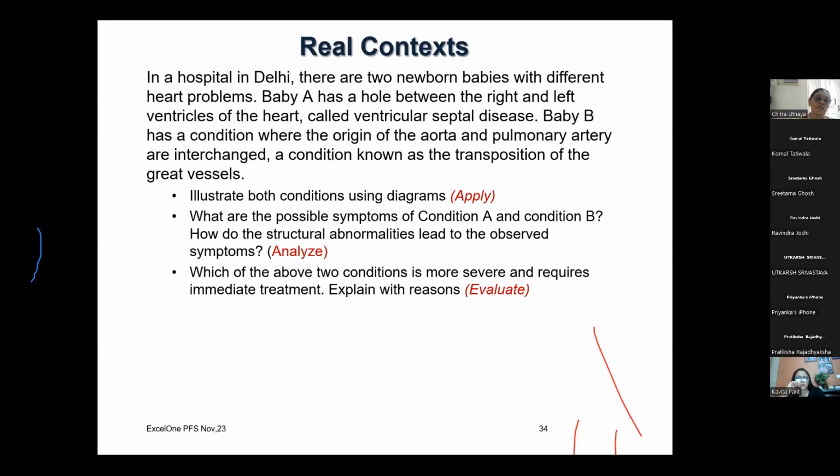So instead of just asking about the functions of the heart, draw a labeled diagram of the heart, which becomes a lower order level question, you could also ask these kinds of questions, which will put a higher cognitive demand on the child.